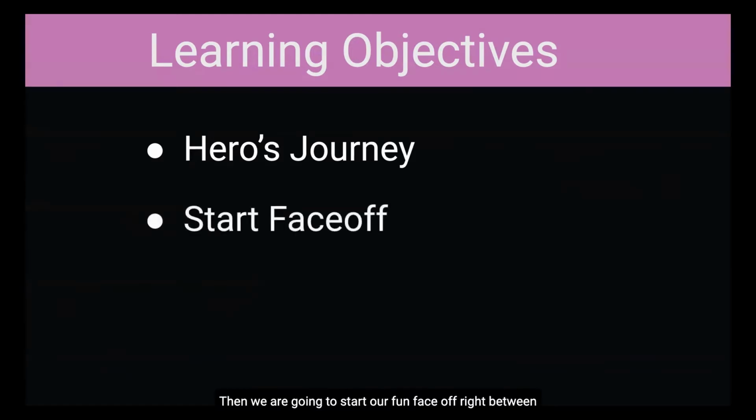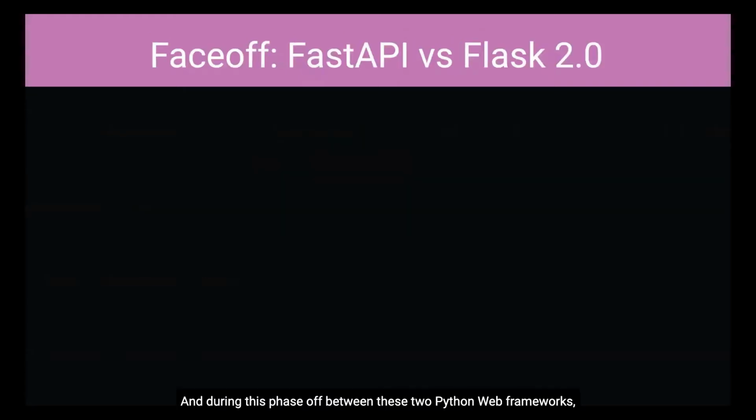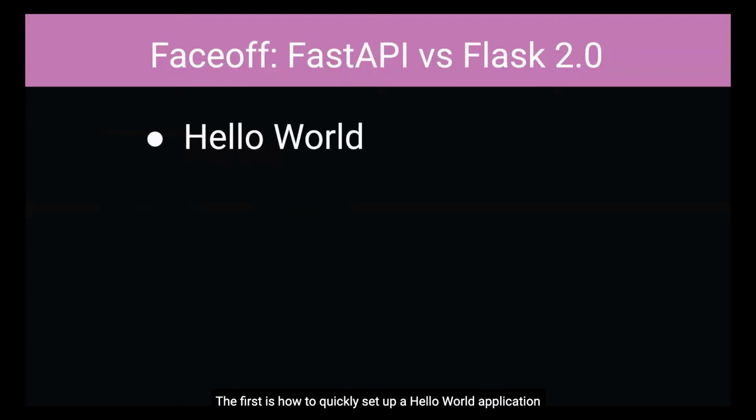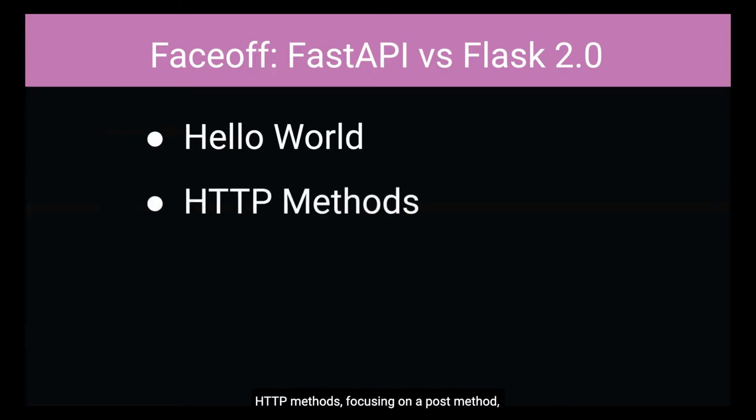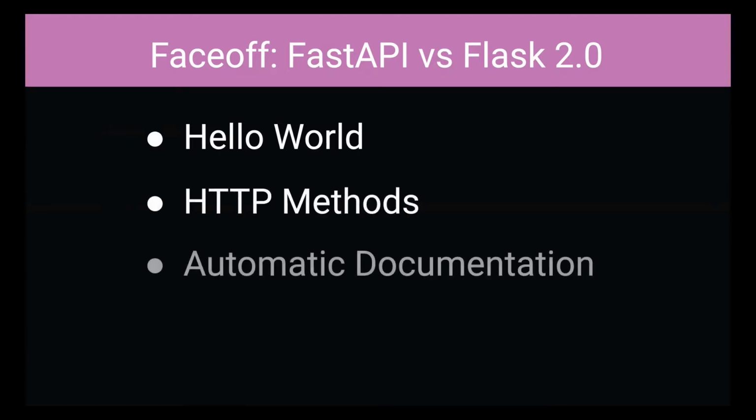Then we are going to start our fun face-off between FastAPI and Flask 2.0. And during this face-off between these two Python web frameworks, here are some areas we are going to go over. The first is how to quickly set up a hello world application in both FastAPI and Flask, HTTP methods, focusing on a post method, and automatic documentation, which is just interactive documentation using the browser that will make your life a lot easier when debugging. And we'll see how that's done in both FastAPI and Flask 2.0.